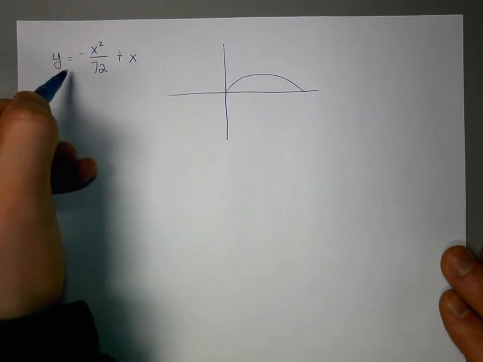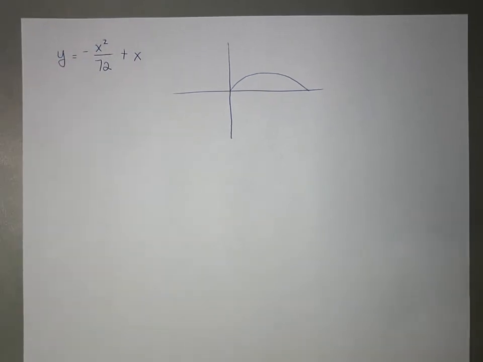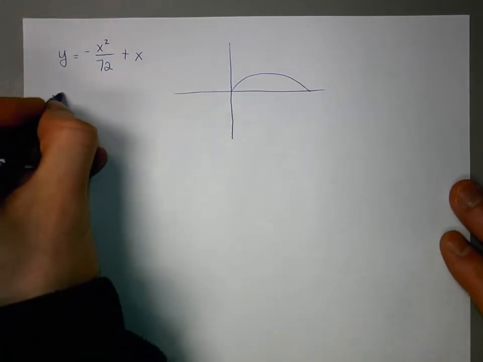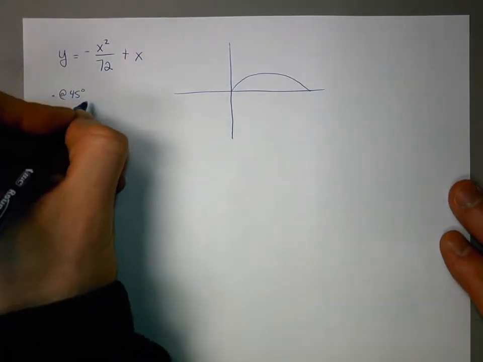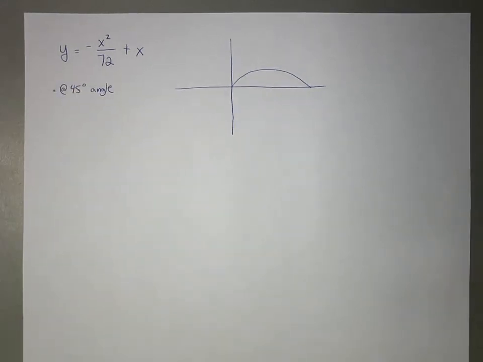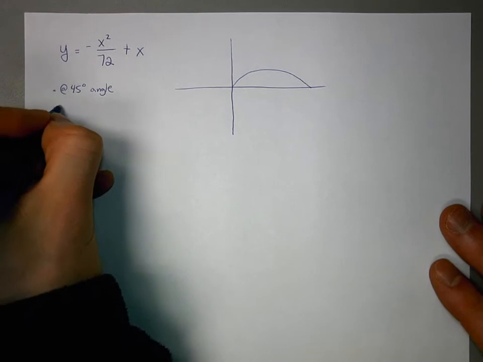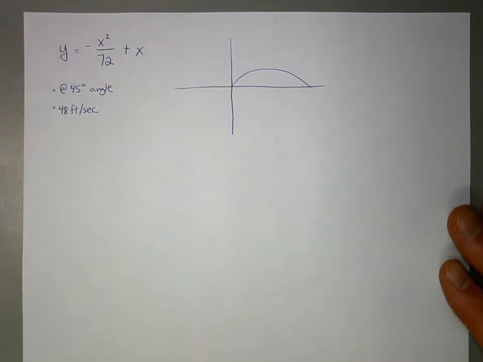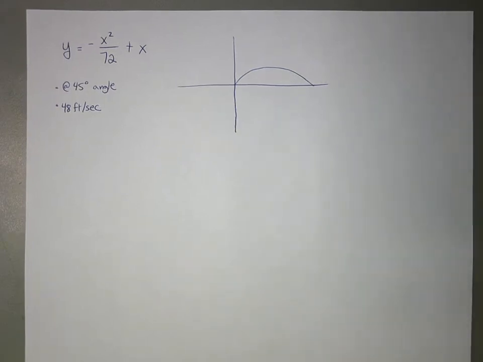First of all, this equation right here, this negative x squared over 72 plus x, indicates the equation specifically when the football is kicked at a 45-degree angle. So we've got a very specific angle there. And it's traveling at 48 feet per second starting from the ground. So those are two little requirements that we have.